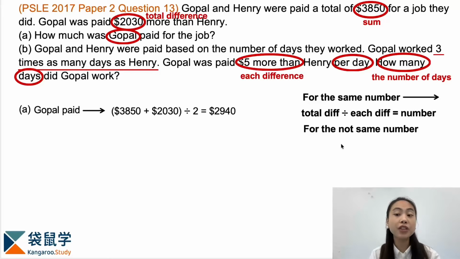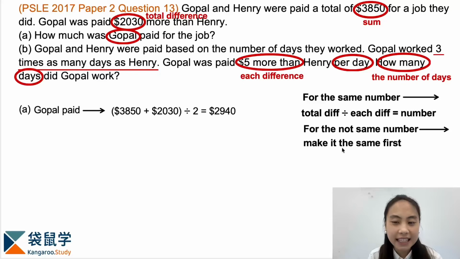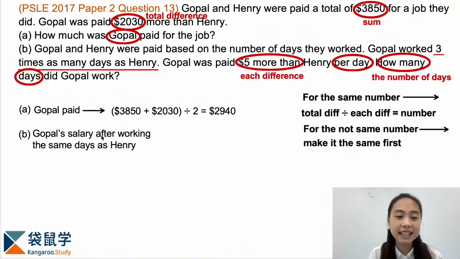So if you want to use this calculation directly, we must make sure they are the same numbers. But here, for the not same number, what should we do first? We should make it the same first. So here, how to make the number same first? Okay, now, class, let's imagine. If I make Gopo work the same days as Henry, what will change about Gopo's total salary? Also divided by 3. So here we can get this calculation and get $980. And now we can use this calculation directly.